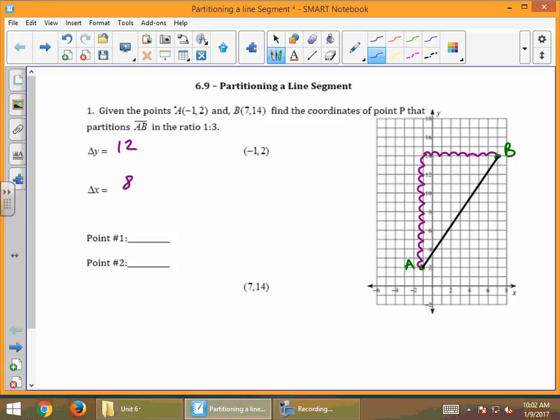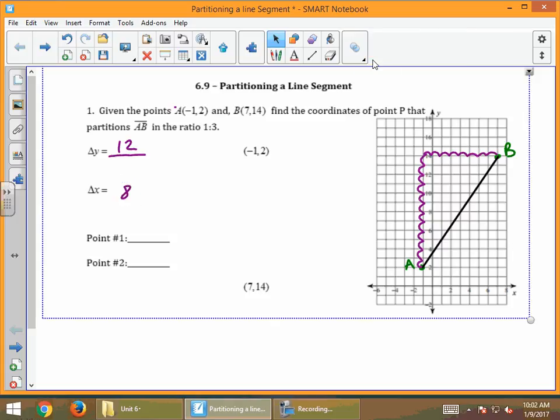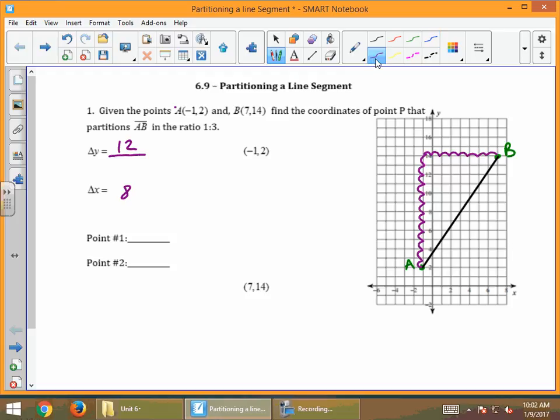Find your change in Y. Find your change in X. Then you're going to divide each of these by the total number of parts. To figure out the total number of parts, all you have to do is add your ratio together. Well, if we add the ratio together, what's 1 plus 3? That's your total number of parts. Divide each of those by that number.